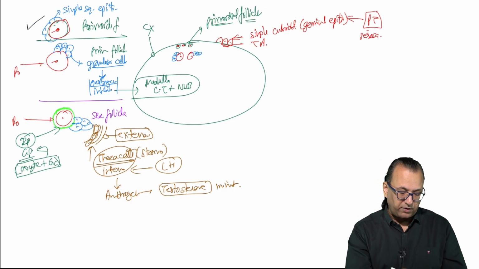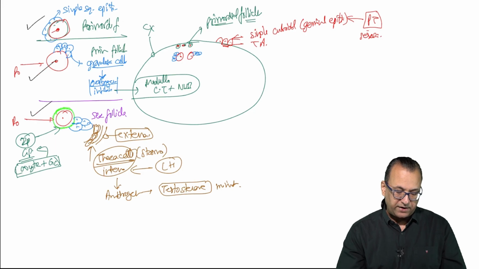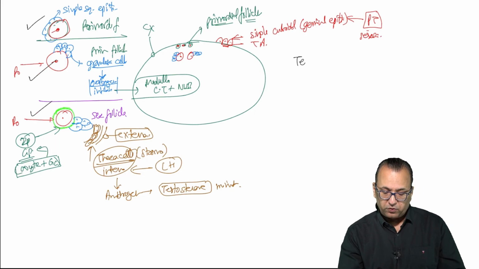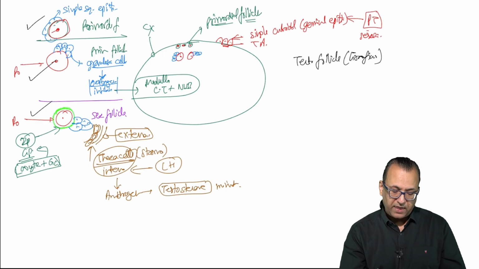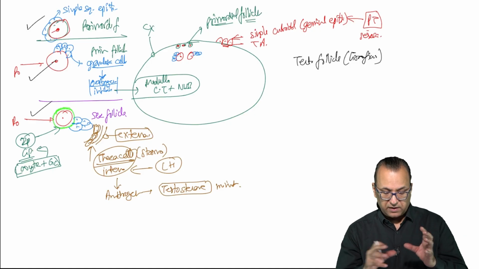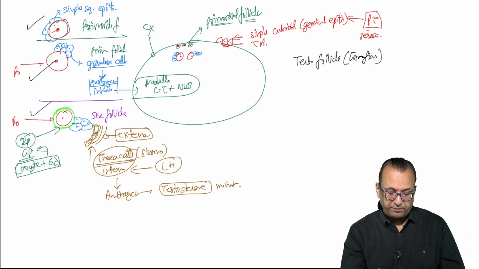So this was primordial follicle, primary follicle, secondary follicle. Now we are going to tertiary follicle. Tertiary follicle is also called as Graafian follicle. And remember that in the primary follicle, we were having some granulosa cells around, there's some space start developing. So those spaces which start developing are called antral spaces. Antral spaces are seen in the secondary follicle, and they become large in tertiary follicle. So this is tertiary follicle or the Graafian follicle.